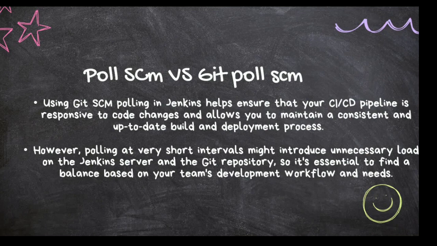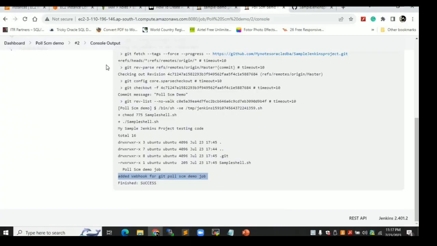The outcome is the same for both: Jenkins monitors the repository at regular intervals and triggers builds whenever changes are detected. However, it is essential to consider using webhook-based triggers instead of polling, for more efficient and timely build triggering. So let's go back to our Jenkins.